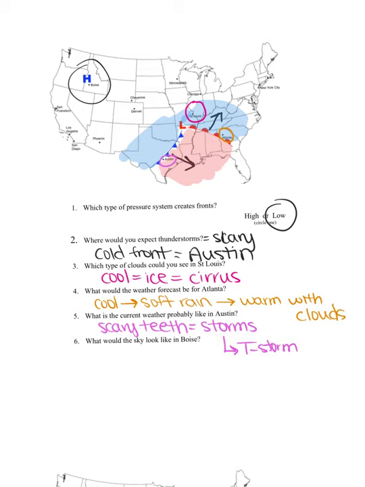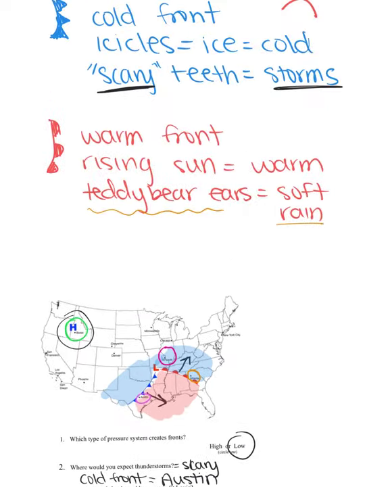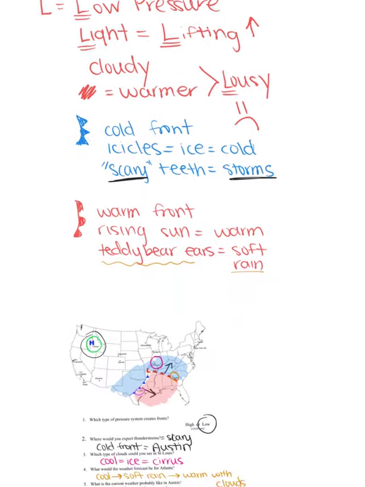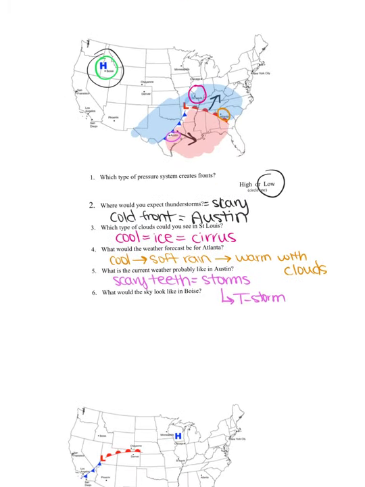All right, and then our last question that is on here is about Boise. So Boise is over here with that H for high pressure. So if we go back up to our key up here, our H, high pressure, is heavy air sinking down. Clouds form up in the sky, so if everything's sinking down, we're gonna have clear skies. So then what would the sky look like in Boise? It would be clear. And that's happy weather. That's where we look outside, blue, clear skies, and we're ready to go outside and have some fun.